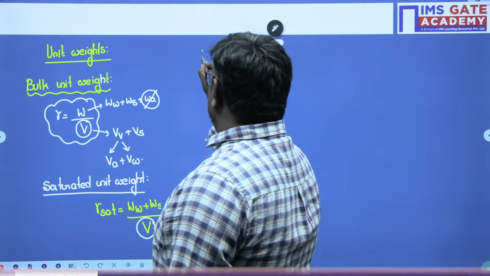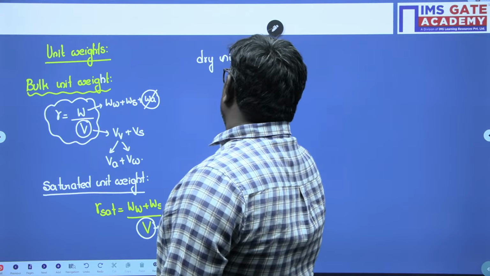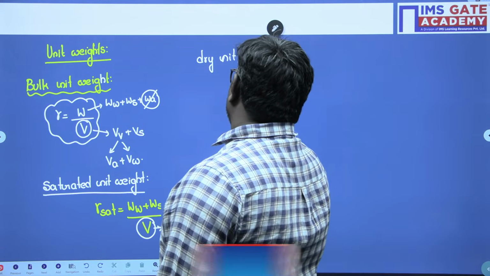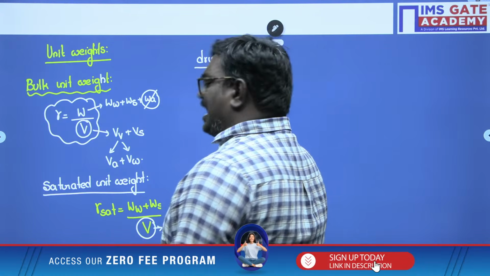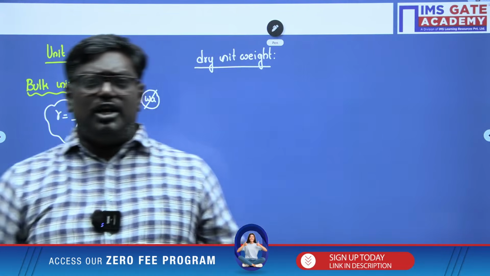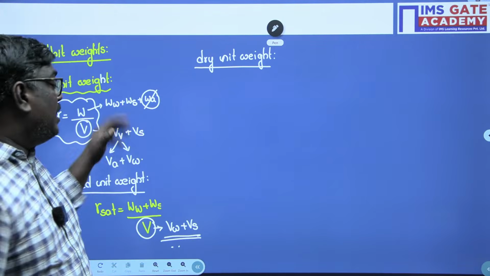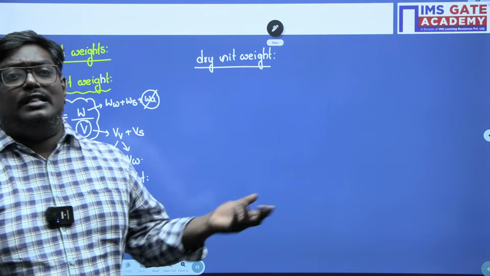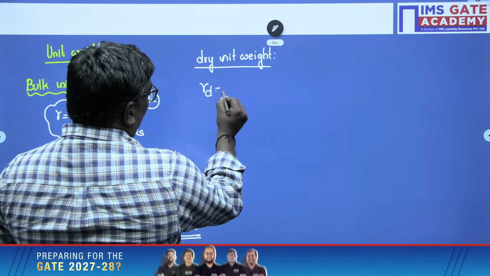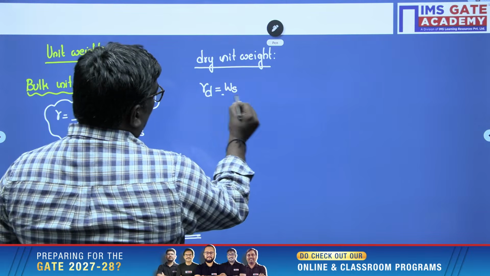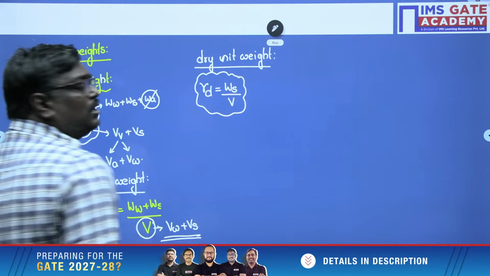Similarly, if I ask you dry unit weight, sir, actually dry unit weight or saturated unit weight are nothing new. They are actually bulk unit weight, but based on the state of the soil, they will change. So here dry unit weight is given as weight of solids upon total volume. So dry unit weight is what, sir? Weight of solids by total volume.